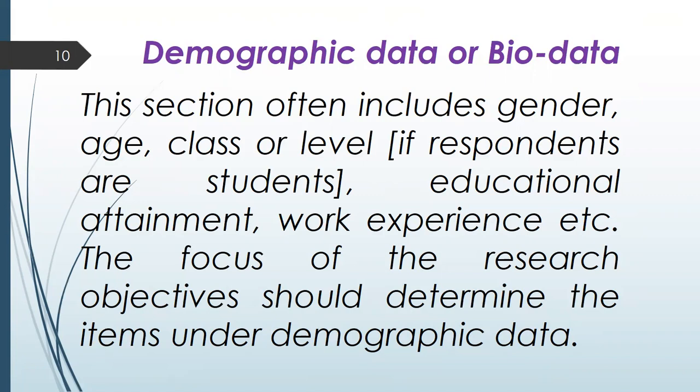In this next section, which is the same thing as biodata, some call it demographic data, some call it biodata, your focus is getting information like gender and age. Remember that the name is not there, but you may still need information like gender because you may want to conduct your analysis based on gender. You may also conduct your analysis based on age, and on class and level of the respondents if they are students. Then educational attainment, work experience, religion, location, and so on and so forth.